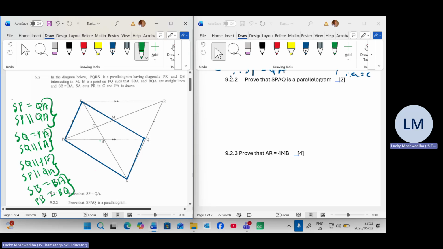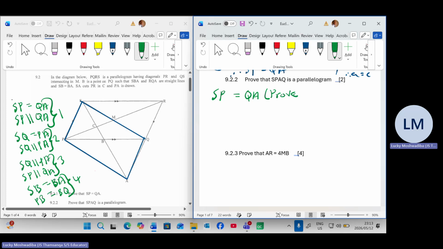If we can show any of these properties, this is case 1, case 2, case 3, case 4. If we can show any of these properties, then we will have proved that the particular figure is a parallelogram. Now, usually I will start with what I already know. This is what we already worked out. We already know that SP is equal to QA. We already worked out this part. This is proven. You can just write proved in the previous question, or you can simply write proven, whichever you prefer.